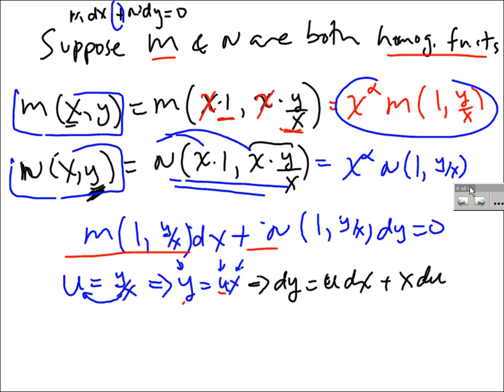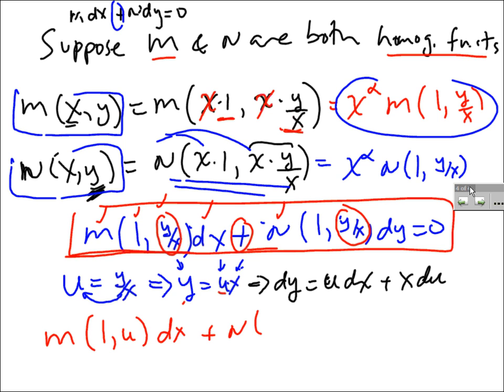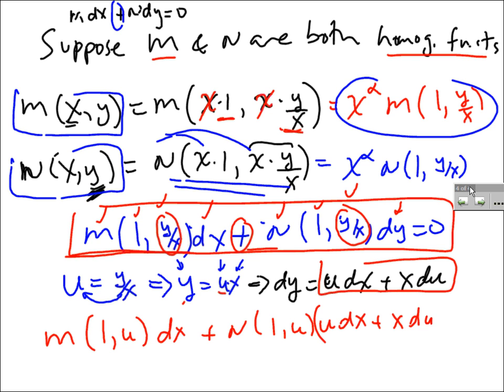And then we're going to substitute this stuff in here. So instead of y over x, I am going to put u. So I have M of 1 comma u dx plus N of 1 comma u times dy, which is u dx plus x du, and it equals 0.